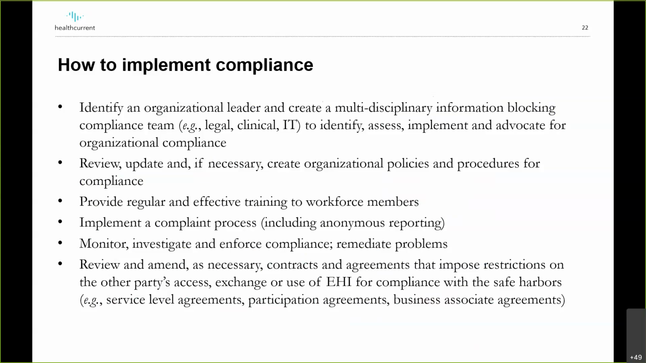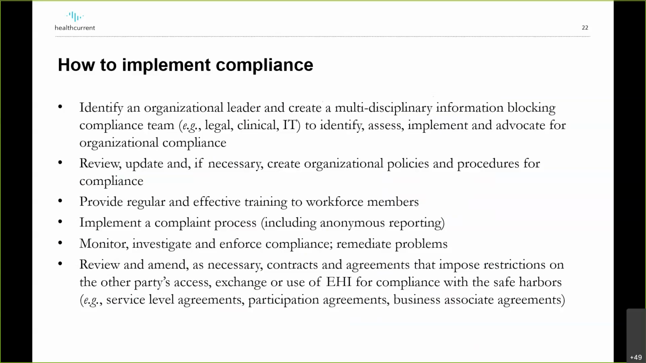And what that's probably going to mean is updating, in some cases, creating new organizational policies and procedures. After you do that, you're going to want to train your workforce members on those policies and procedures. Implement a complaint process so people can tell you if they think you're engaging in information blocking before they go and report it to ONC.